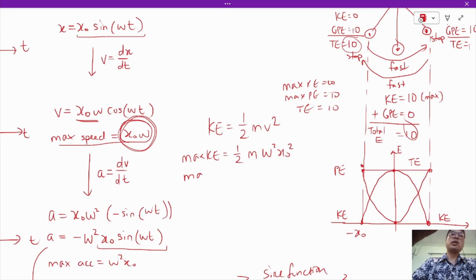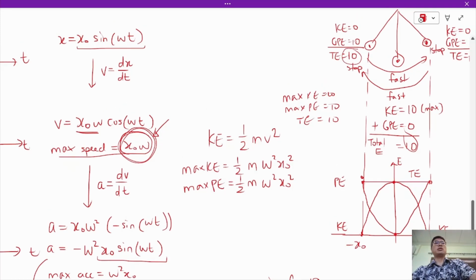And since the maximum KE is also the maximum PE, we can write down that the maximum potential energy of the simple harmonic motion is also half m omega squared x naught squared. Now, where did we get this from? Remember, x equals x naught sine omega t, and then we differentiated it and got v equals x naught omega cos omega t. And then we got the max speed is x naught omega. So the maximum KE is half mv squared, and v is x naught omega, so we square that. And the maximum PE is half m omega squared x naught squared, and the total energy is also half m omega squared x naught squared.